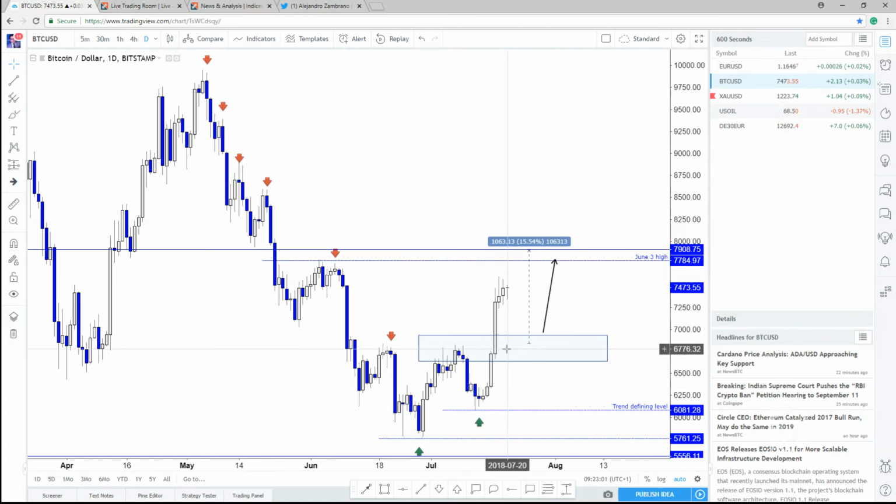Now, if you're not already long on the back of this setup, imagine the idea was to buy here and book profits up here. We haven't really moved too much higher. So if you're a scalper, then probably it's time to book profits.